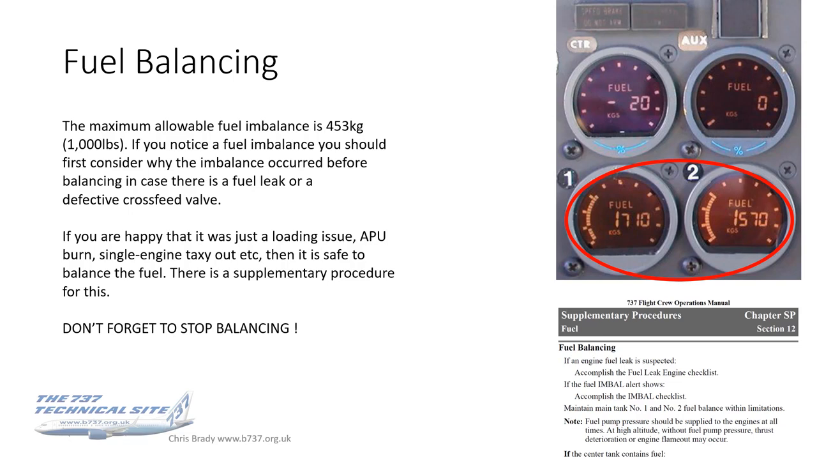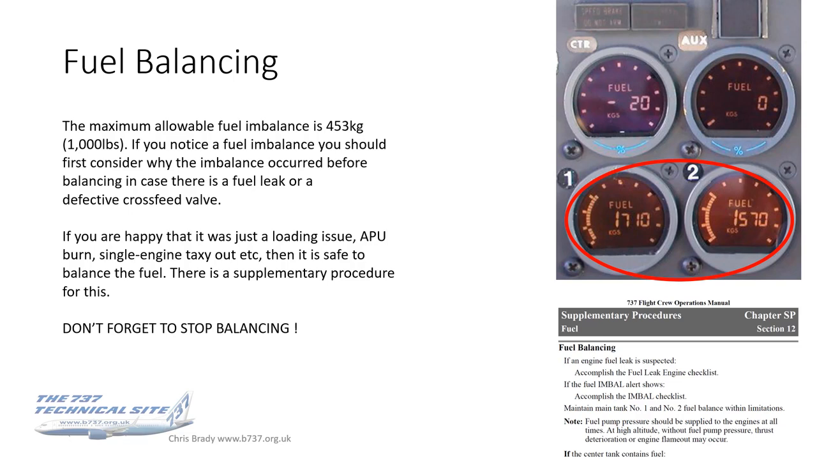All right, a word on fuel balancing. Now, as we know, the maximum allowable fuel imbalance is 453 kilos, and that odd number, for those of you that haven't realised, comes from the American round number of 1,000 pounds. If you notice a fuel imbalance, and there's always some fuel imbalance, it's a question of degree as to when you start to take action.